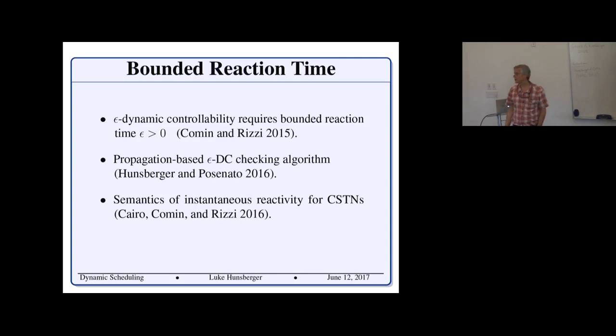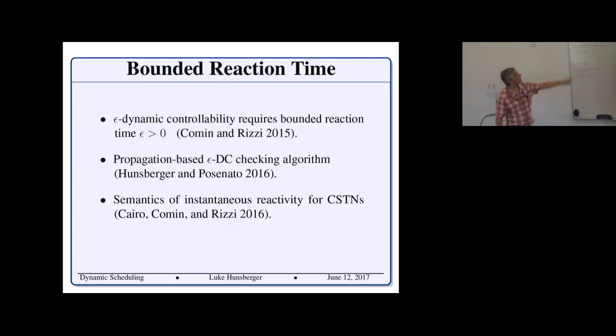So there's semantics for the dynamic consistency of CSTNs that have instantaneous reaction, that have non-instantaneous but positive reaction, unbounded, not lower bounded reaction time, any reaction greater than 0, or you have what's called epsilon reaction. So there's some fixed epsilon that you're not allowed to react any faster than epsilon. So Comin and Rizzi introduced that epsilon dynamic controllability, and then we extended our propagation-based algorithm to show that it can be used for epsilon dynamic consistency. So that's nice. If you want to set epsilon to be 10 seconds, it allows you to do whatever computation you need to do in order to react to what you observe.